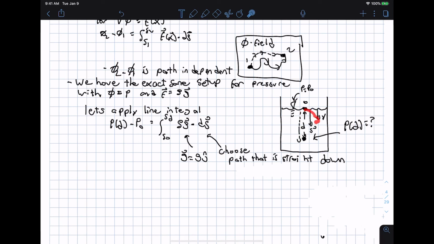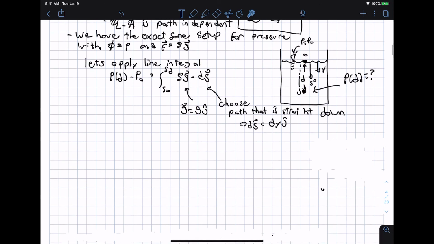We could go like a drunken walk. We could go like this and wind up like that. But it might be hell to integrate that path. So instead, just choose a nice, easy, straightforward path. And that implies that ds is just dy j hat, because we're going to start from the top and then go straight down.